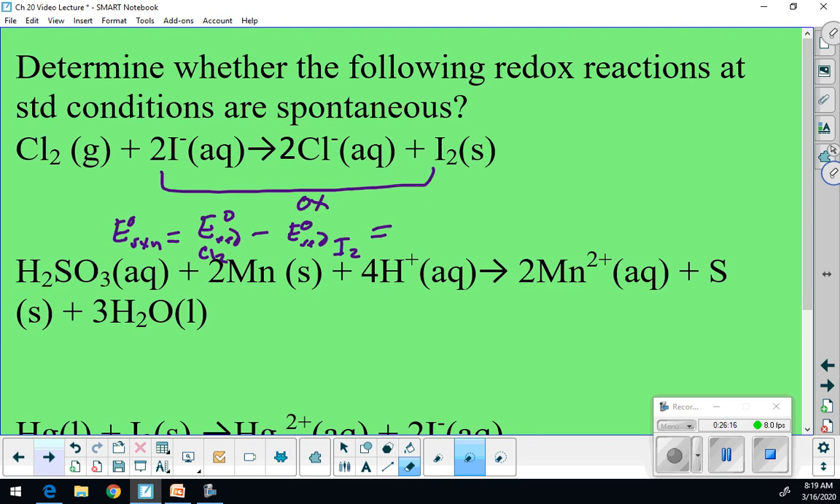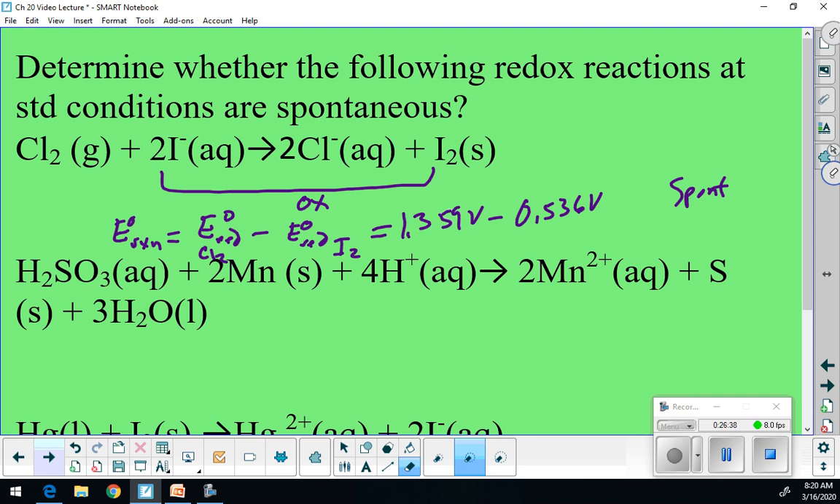Okay, so I'm going to take my chloride, 1.359 volts minus 0.536 volts, and that is clearly going to be a positive value, and so it will be spontaneous. Spontaneous. Good. Now we need to look at the next one.